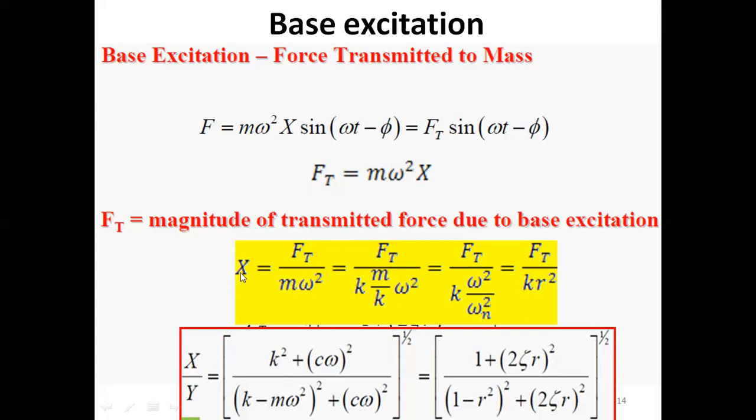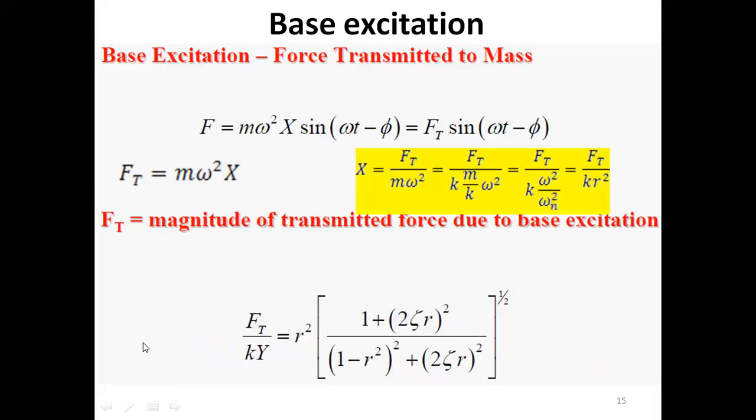So we have this X in terms of Ft. We have to put for capital X, that is the amplitude of the steady state response, in this equation, and then we would see what we get. We have deduced the equation for the amplitude of the steady state response in terms of the transmitted force and frequency ratio, and we are plugging that in the displacement transmissibility.